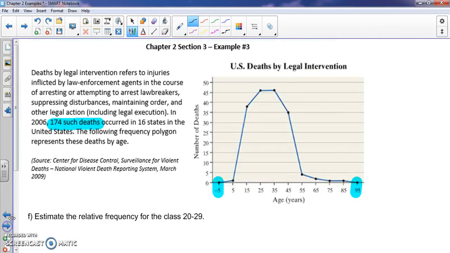Alright. So last question here asks for the relative frequency for the class 20 to 29. So we just found out that that was 46, so that's our frequency. So remember, it's frequency divided by the sum of all the frequencies. Well, we have 174 such deaths, so that's going to be all the frequencies. So I'm going to divide by 174. So when I do that, I'm going to get approximately, rounding here, 0.2644. So that is going to be my relative frequency for the class 20 to 29.